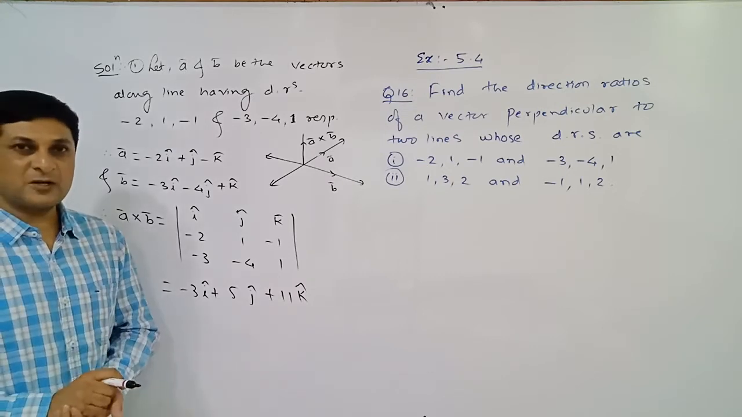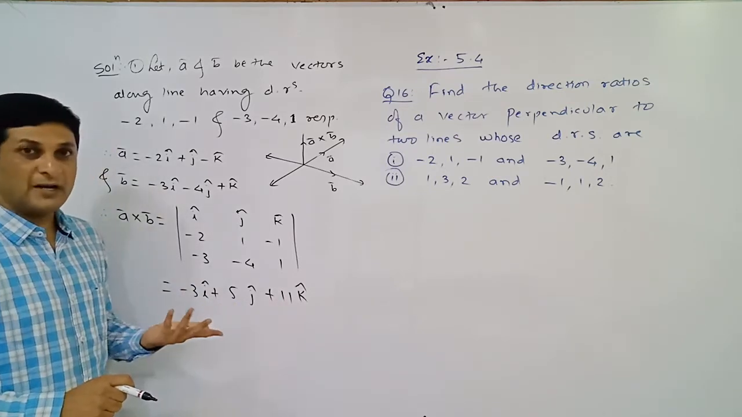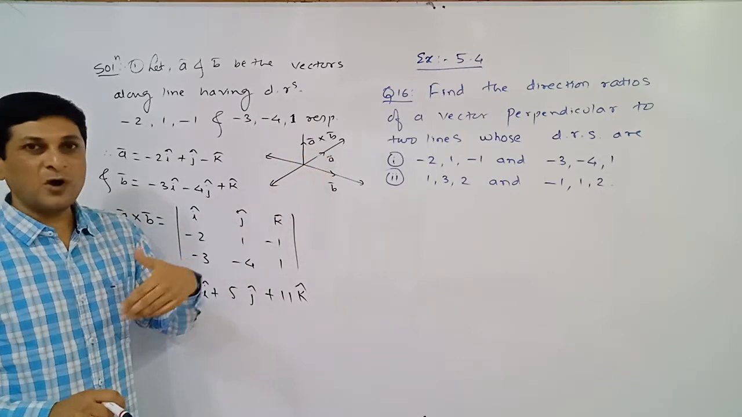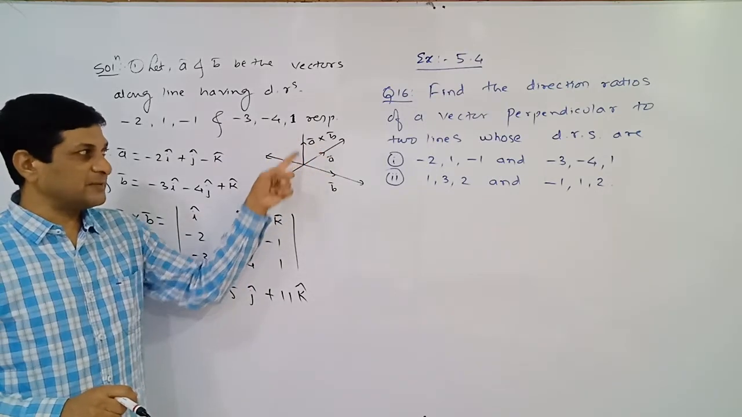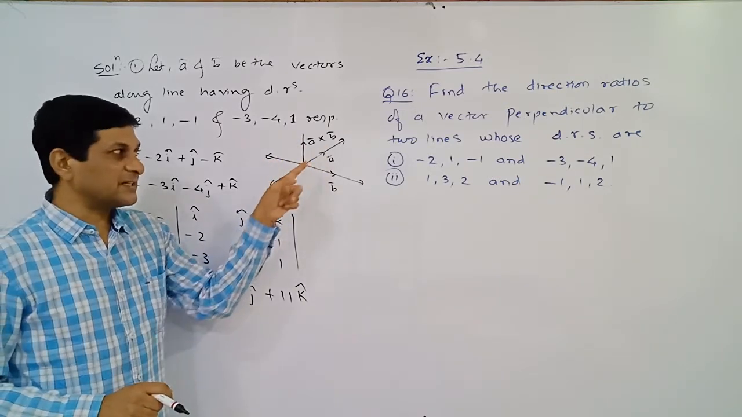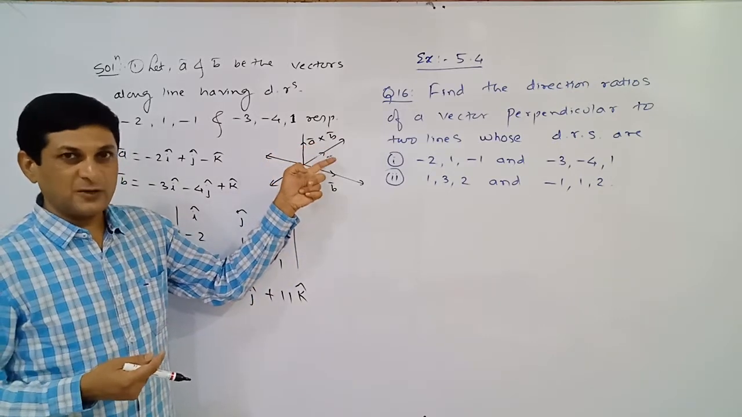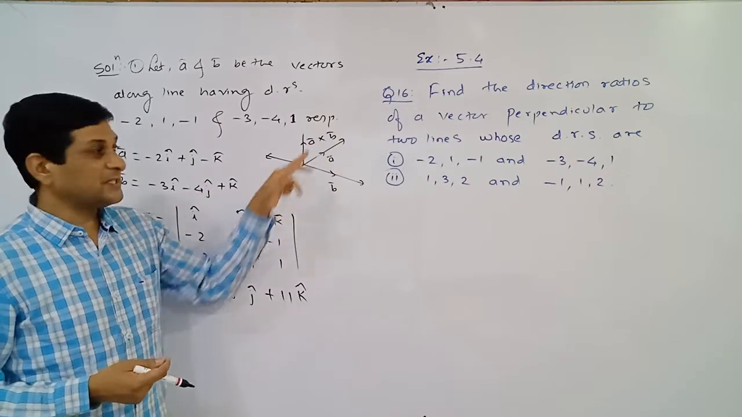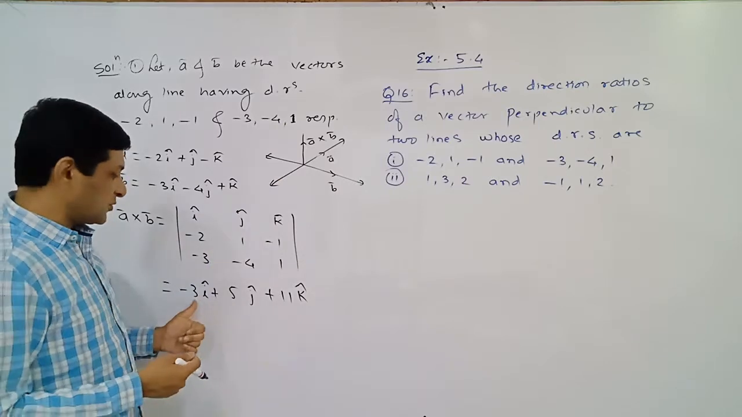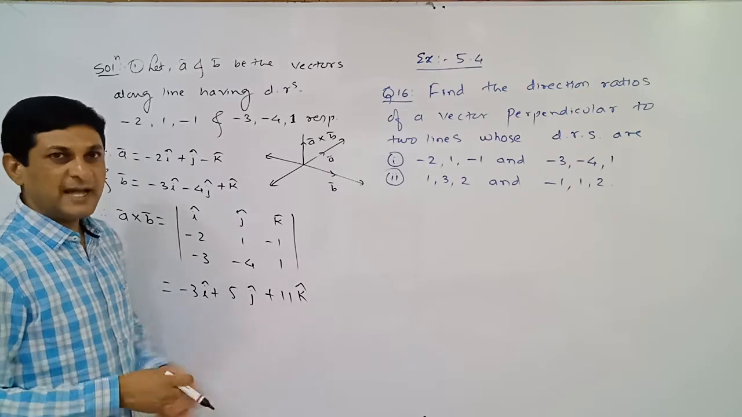Once the value of A bar cross B bar is known to us, we can say that this minus 3, 5 and 11 are what? Direction ratios. Direction ratios of which vector? Which is perpendicular to A bar and what? B bar. If this vector is perpendicular to A bar and B bar, in other words we can say that this is the vector perpendicular to both the lines, because A bar cross B bar is a vector perpendicular to A bar and also B bar. It is perpendicular to both the lines. And if the vector is known to us, then its coefficients of i cap, j cap, k cap are nothing but direction ratios.